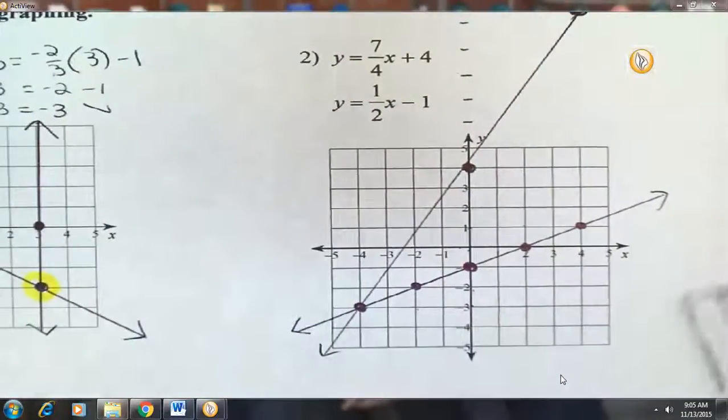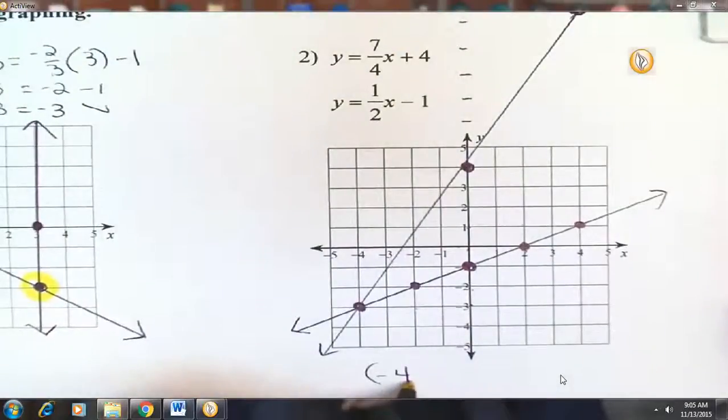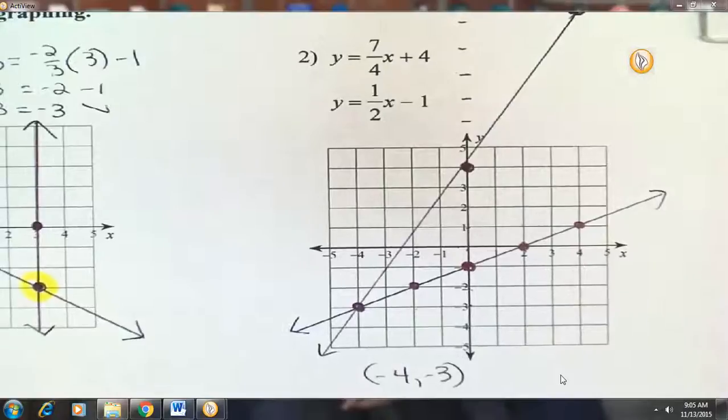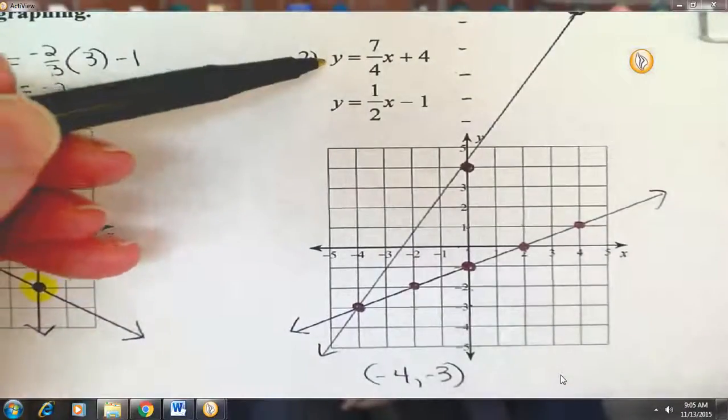So where do these two lines intersect? -4, -3. And we said if our ordered pair is a solution, then it works. It works for our equation. So I'm going to once again substitute into these equations to see if it's going to work.